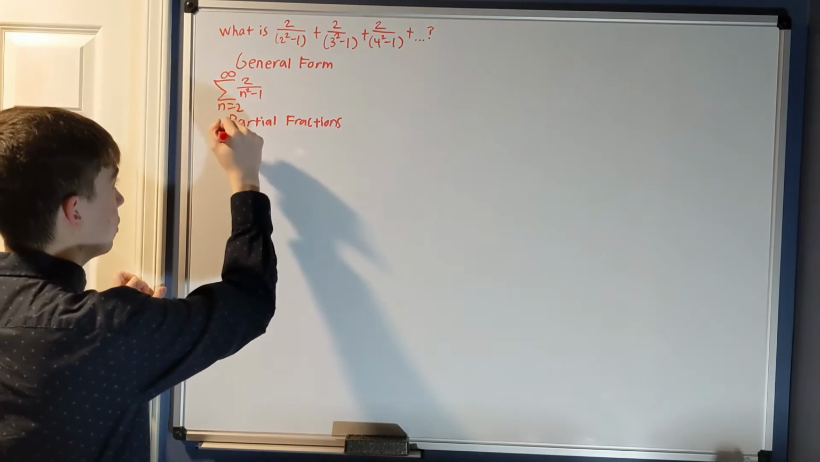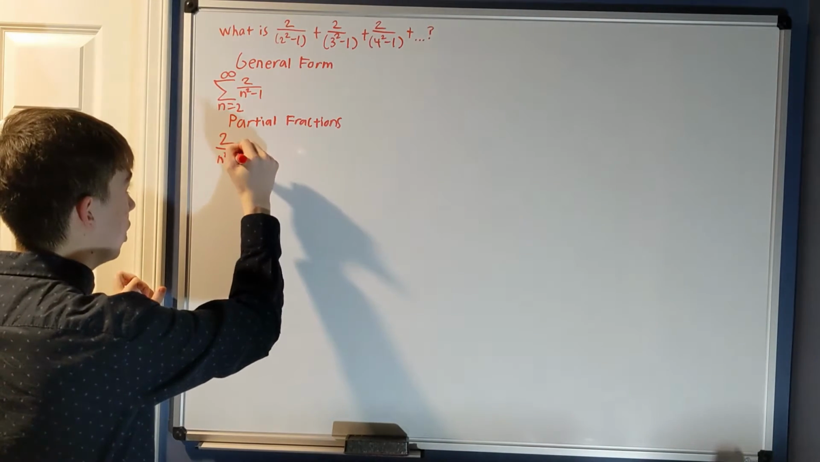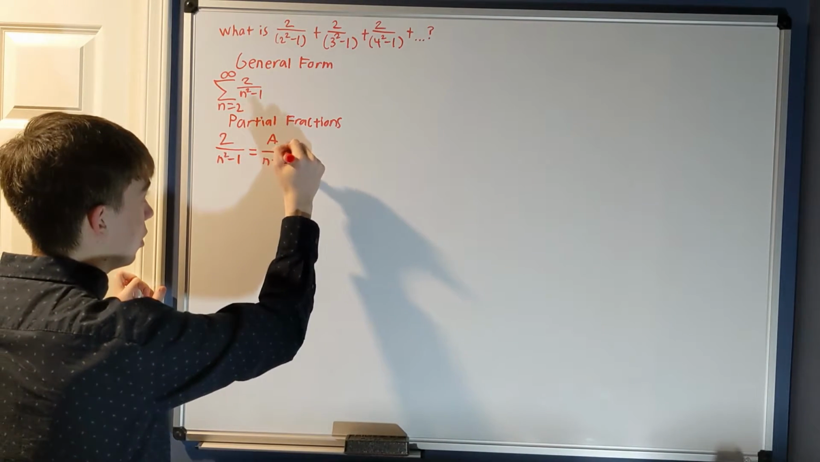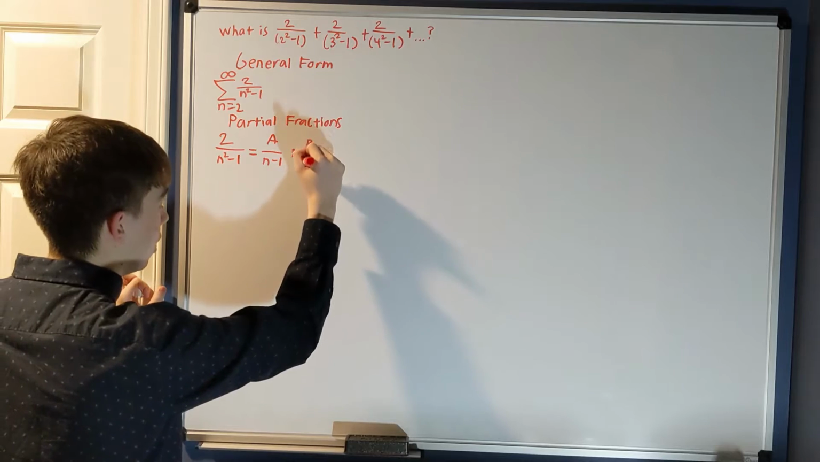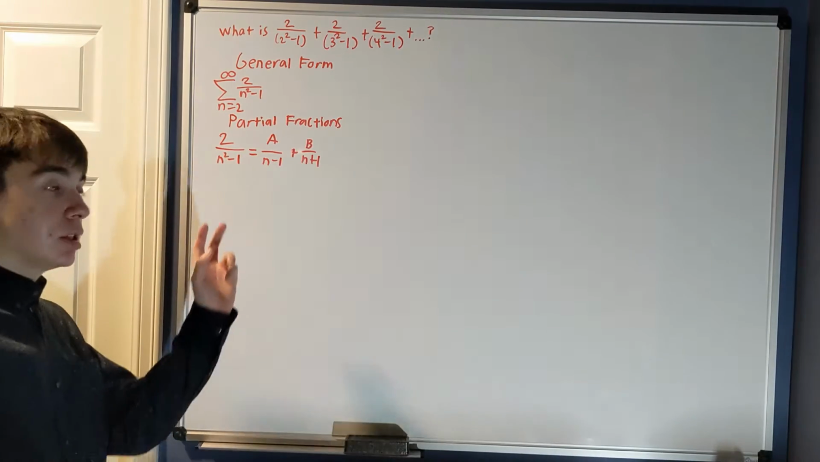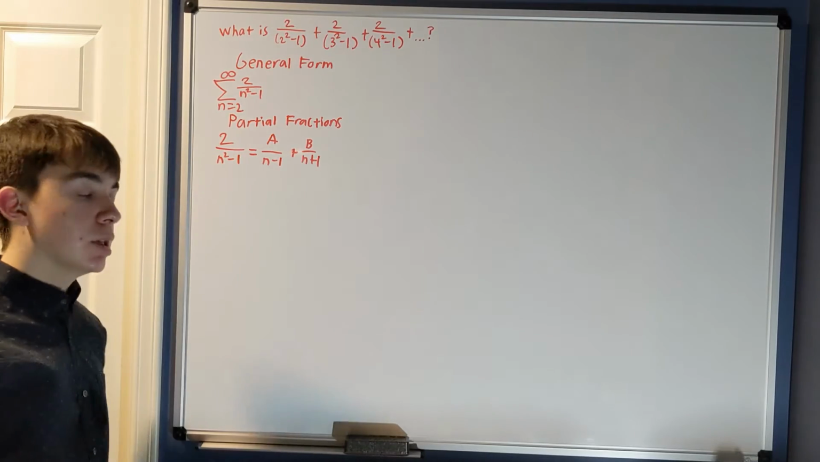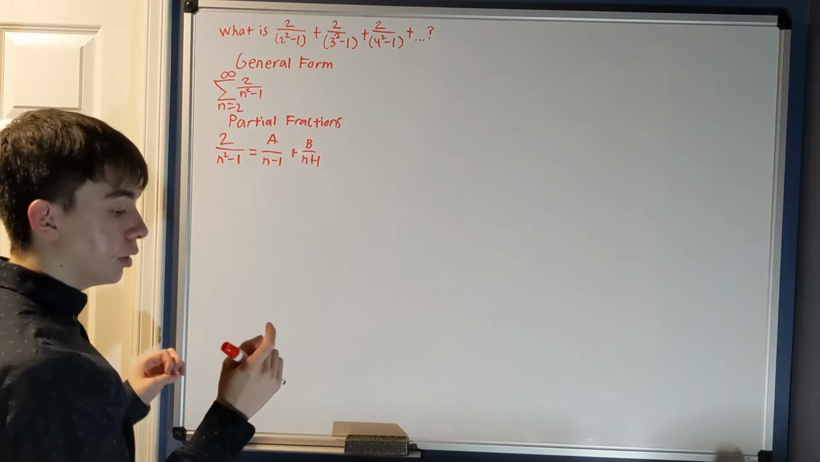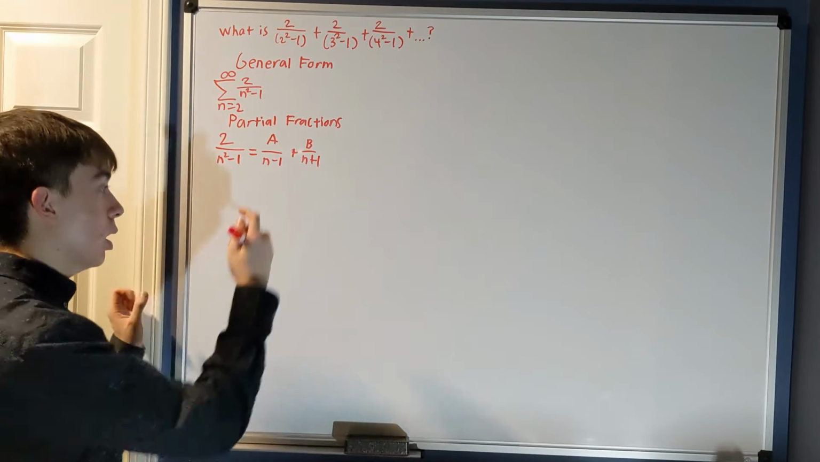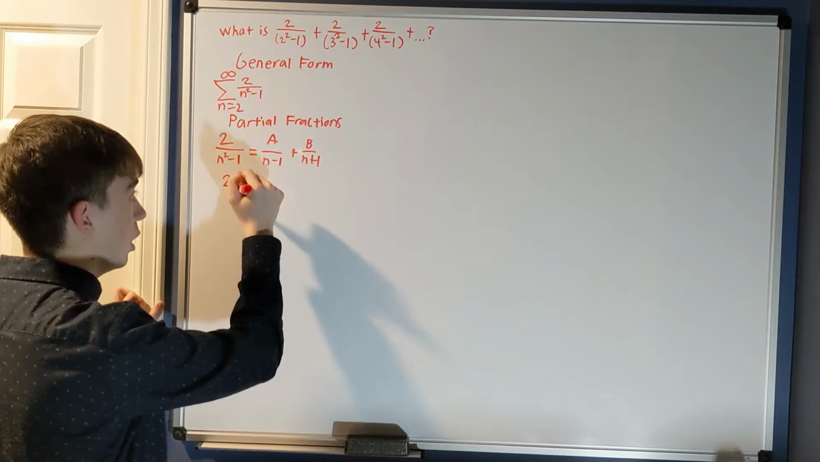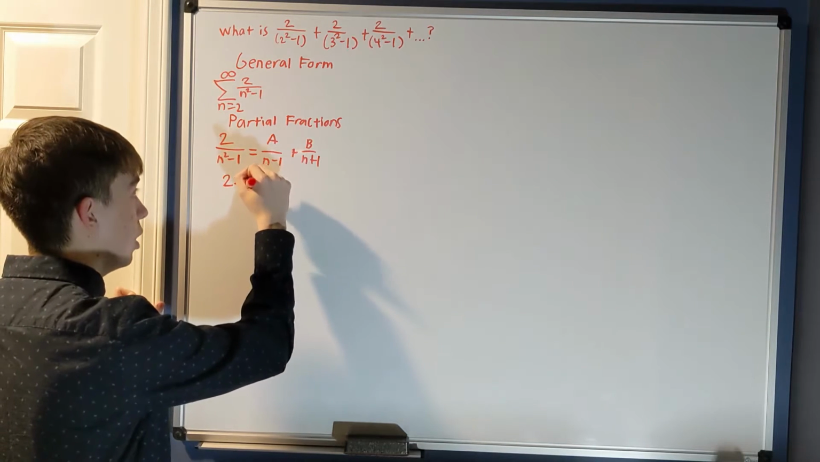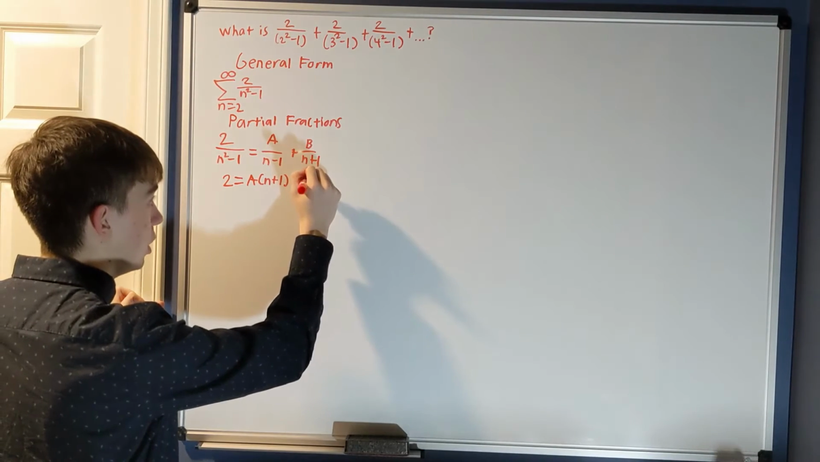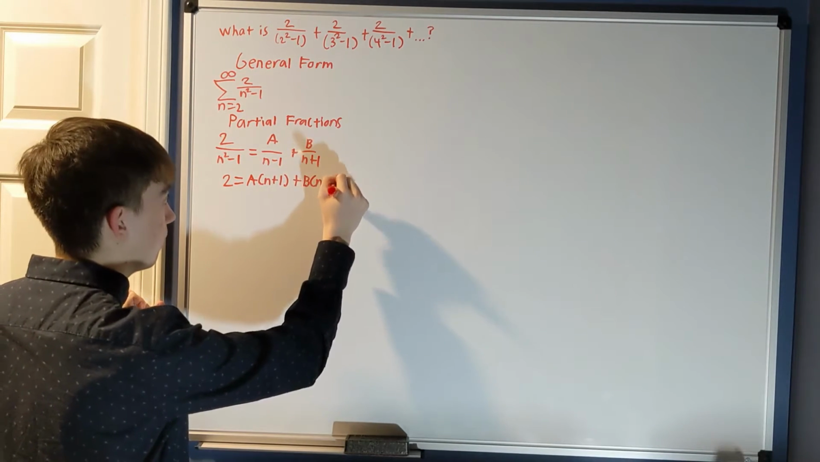So first, let's set 2 over n squared minus 1 equal to a over n minus 1 plus b over n plus 1. So we're splitting up into the different factors from the difference of squares that we see here. So now let's solve for a and b. To do this, I'm going to multiply both sides by n squared minus 1, and this will simplify the entire equation down to 2 equals a times n plus 1 plus b times n minus 1.